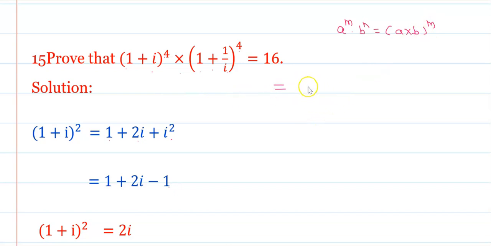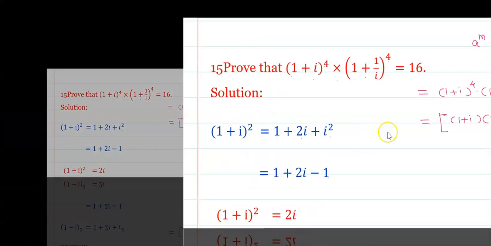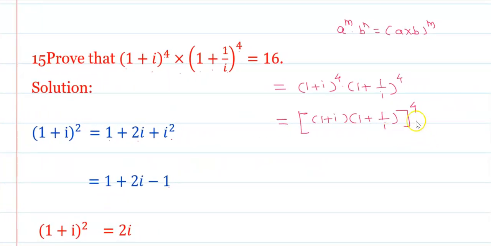Similarly, (1 plus i) raised to 4 into (1 plus 1 upon i) raised to 4. Again, this can be written as (1 plus i) next (1 plus 1 upon i), whole bracket raised to 4. Also we know that 1 upon i means what? Minus i. This is the 1 upon i.